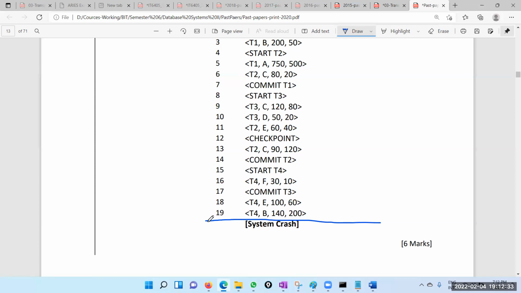So therefore, your last entry will be the system crash, because afterwards you can't see it. Or otherwise, your question says the system crash at, say, now line number 13 or line number 6. So that kind of questions also they give. But here it specifically says this is where the system has crashed. So that means that this is the last log entry.